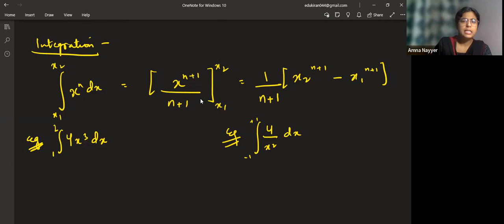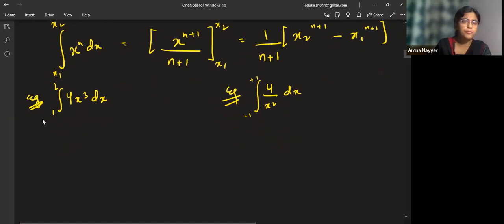Any constant term is separated. Whatever power you have obtained, put in the limits: first the upper limit x2, minus the lower limit to the same power. For example, if we have 4x cube, 4 is a constant, whether it's integration or differentiation, 4 we separate. X to the power 3, right? What did we learn? Add 1 to the power, divided by whatever power is obtained now, that is 3 plus 1. This comes in the denominator.